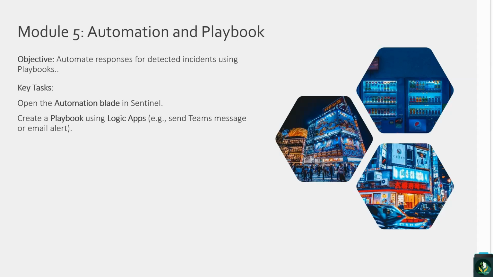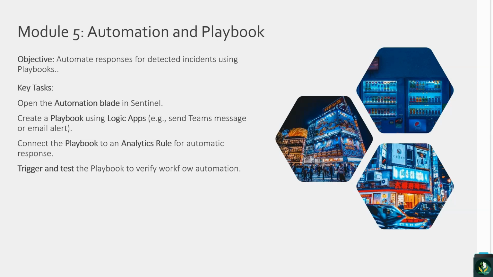For example, we can design a workflow that automatically sends a Microsoft Teams message or email alert whenever a specific analytics rule is triggered. Playbooks can also perform more advanced actions such as blocking a user, quarantining a device, or enriching incident data with external threat intelligence. After building the playbook, the next step is to connect it to an analytics rule. This ensures that whenever the rule detects suspicious activity, such as failed RDP logins or suspicious PowerShell execution, the playbook will automatically execute the defined response.